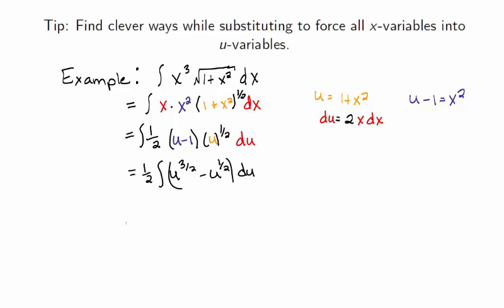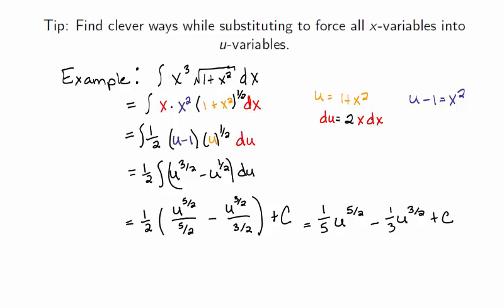Distributing, finding the antiderivatives, and simplifying, we arrive at 1/5 u to the 5/2 minus 1/3 u to the 3/2 plus c. Back substituting to complete the problem, we find 1/5 times (1 plus x squared) to the 5/2 minus 1/3 times (1 plus x squared) to the 3/2 plus c.